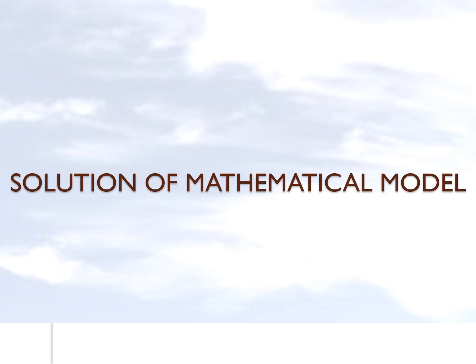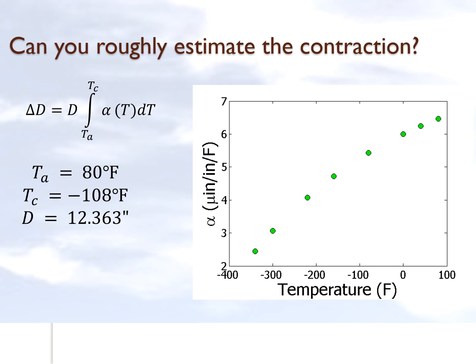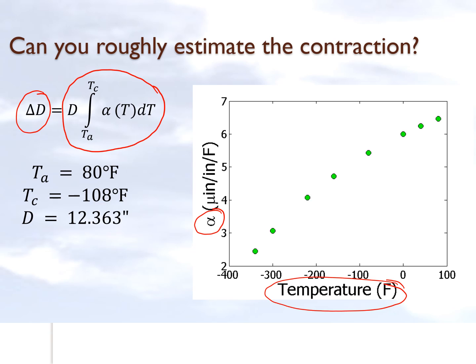So the next step is solution of the mathematical model. Let's go and see how we go about solving this mathematical model. The mathematical model which we have is that the change in the diameter is not given by D times alpha times delta T, but it is given by this integral right here. And what you are seeing here is that you have data which is not given as a continuous function of temperature. So I cannot simply use my integral calculus knowledge of exact integration to find out what the change in the diameter is, because I have to do this integral first and then multiply it by the diameter. So how do I go about doing that?